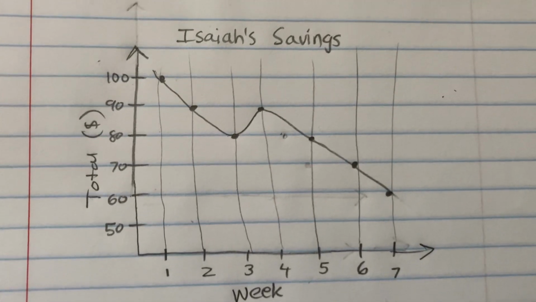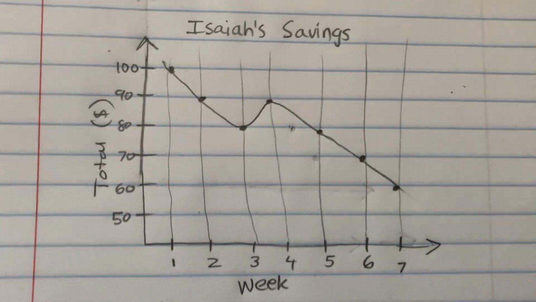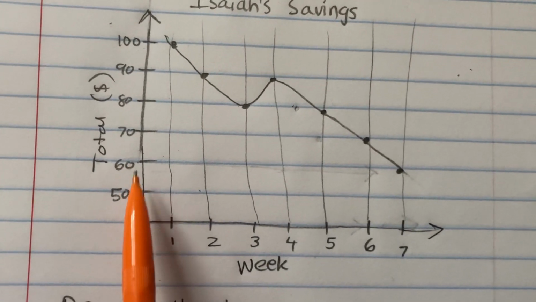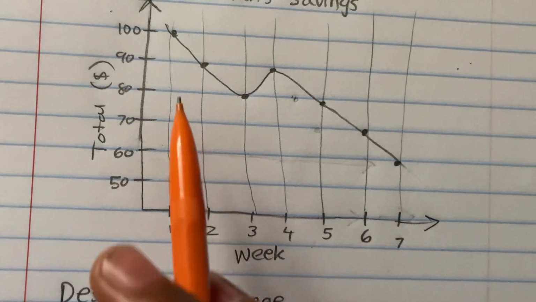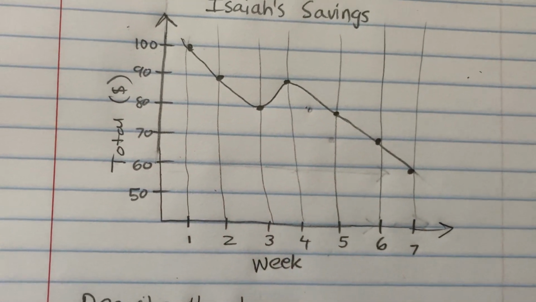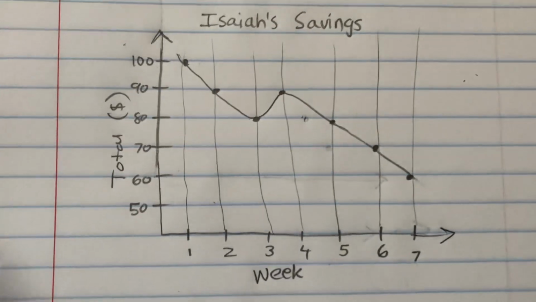So this is a line graph of Isaiah's savings. On the y-axis, you can see the money, and then on the x-axis, you can see the week and how much money he makes every week. The money he has every week.